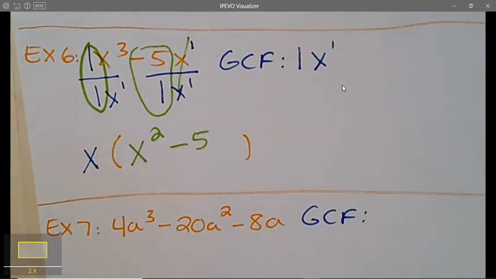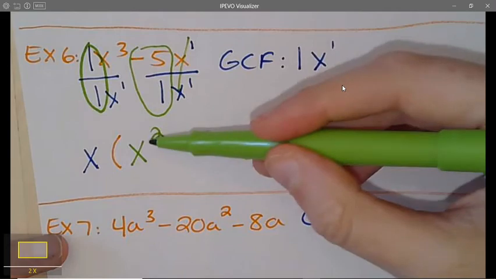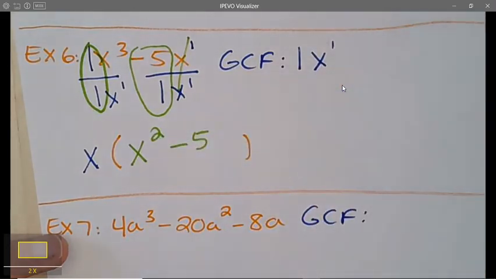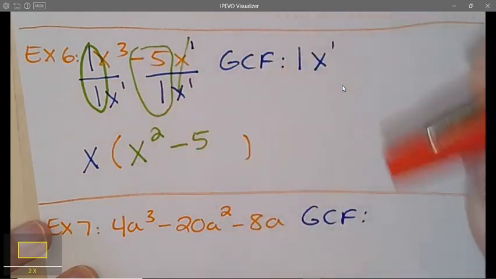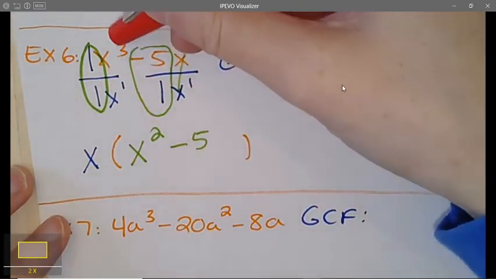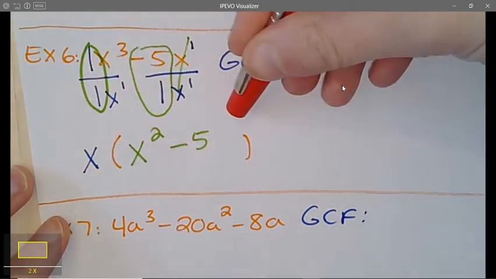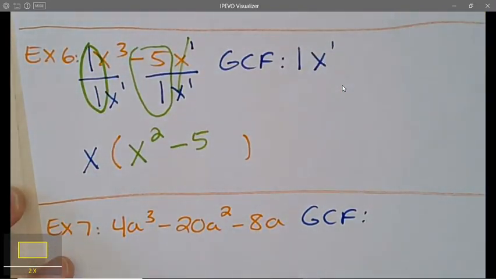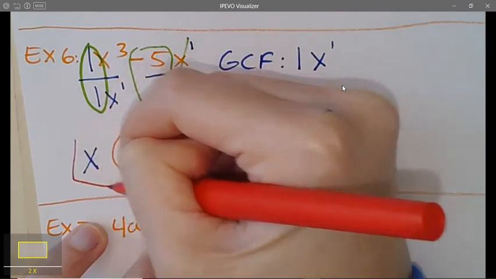So watch yourself. Okay, so my final answer would be x parenthesis x squared minus 5. And don't forget, if you want to check yourself, you could distribute your answer and see if you get the original. Like x times x squared is x to the third, and x times -5 is -5x. So there you go. That's it.